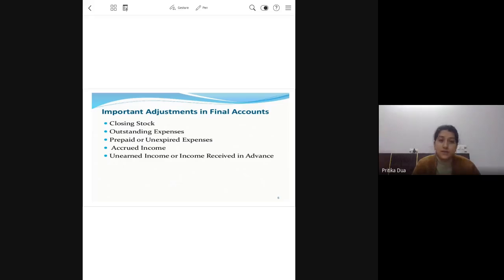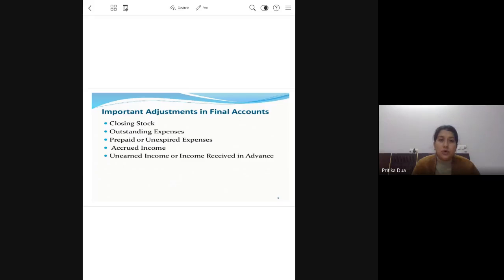So we had started with closing stock yesterday, and just to recap, if closing stock is given after the trial balance, then it will go to the credit side of the trading account by closing stock, and in the balance sheet that is an asset for the business. So on the right hand side of the balance sheet, under assets, you will write closing stock.